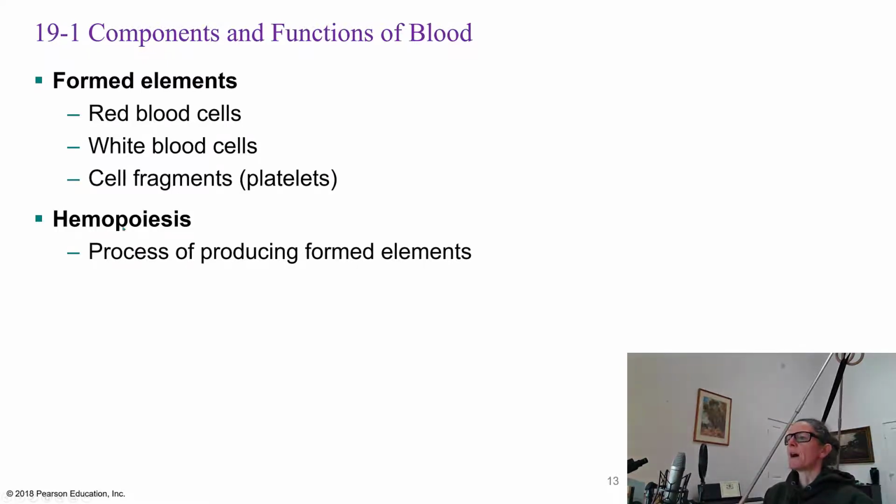Now, when we talk about the production of any of these formed elements, we call this hemopoiesis, or sometimes you'll see this hematopoiesis. But either way, both terms are apropos. They are used to describe the production of any one of these types of formed elements, or all of these formed elements. And when we talk about each of the formed elements separately, for example, red blood cell production is called erythropoiesis. White blood cell production is called leukopoiesis. And then we can have thrombopoiesis as well, which is the production of platelets.